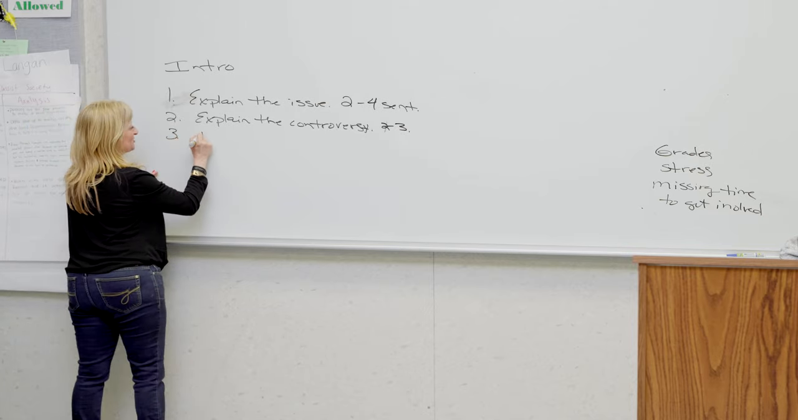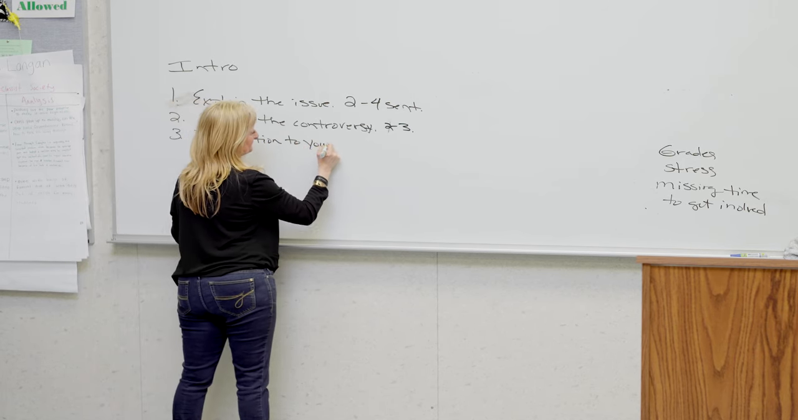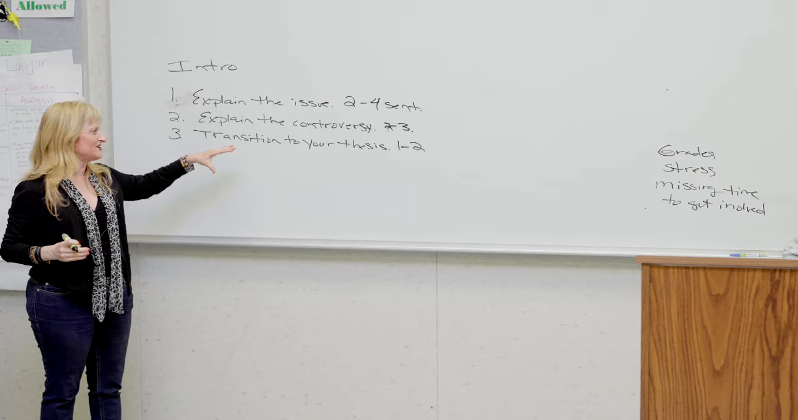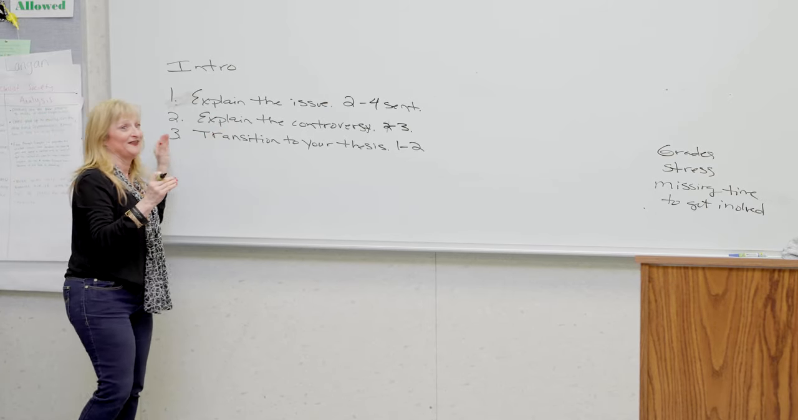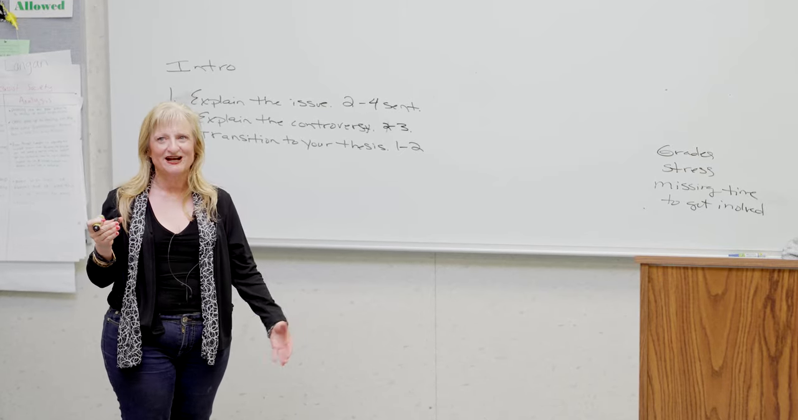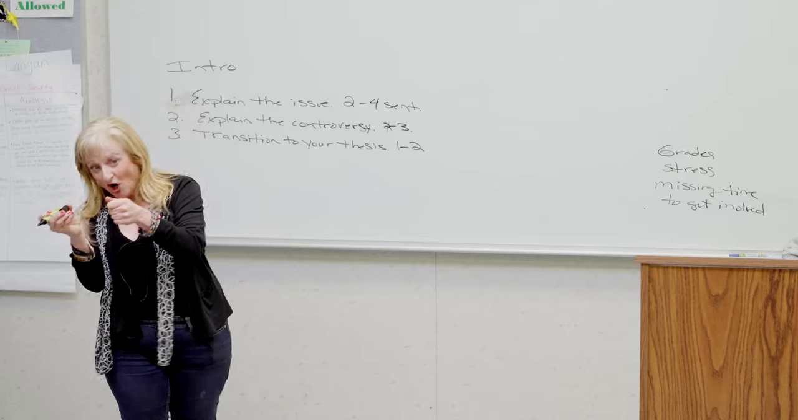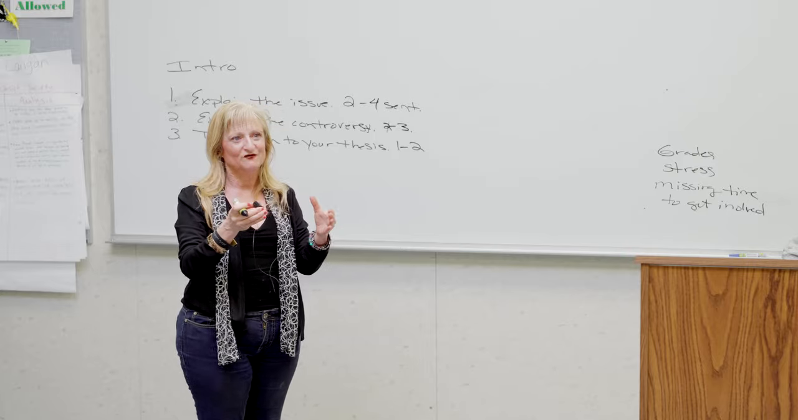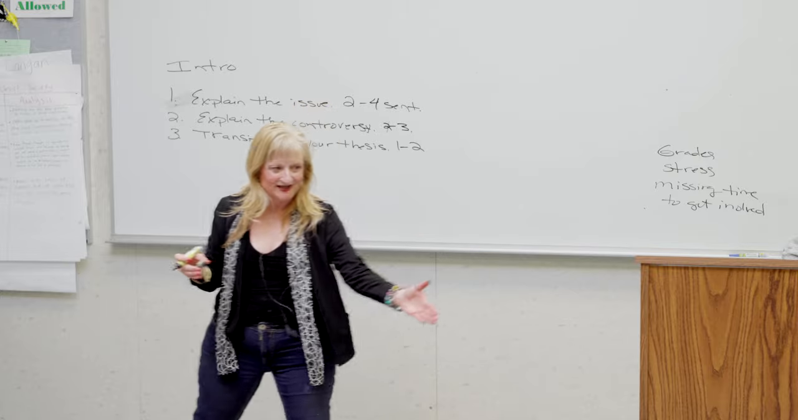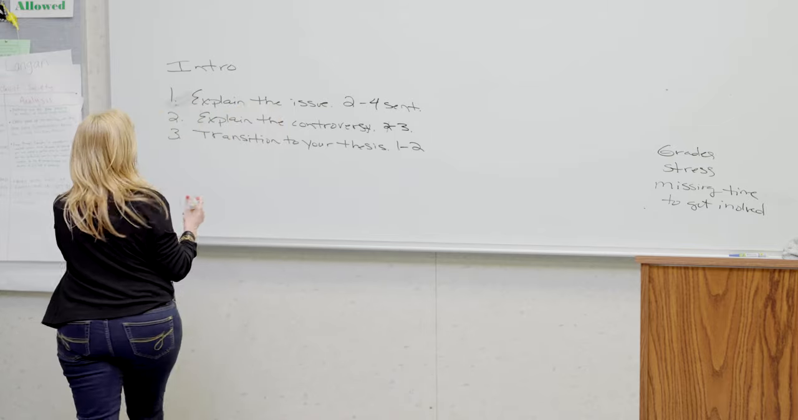Then you want to transition to your thesis. This takes about 1 to 2 sentences. You don't want to just explain the issue and the controversy and then go headlong into your thesis, because that's confusing for the reader. They just figured out what the issue is about and now they're not even there yet. You've got to start turning the car, as I like to say, toward your idea. They're in the driveway and you're at your house, so you've got to get them from here to there. You're not going to just jump to your front door with a pogo stick, right? That could be jarring.